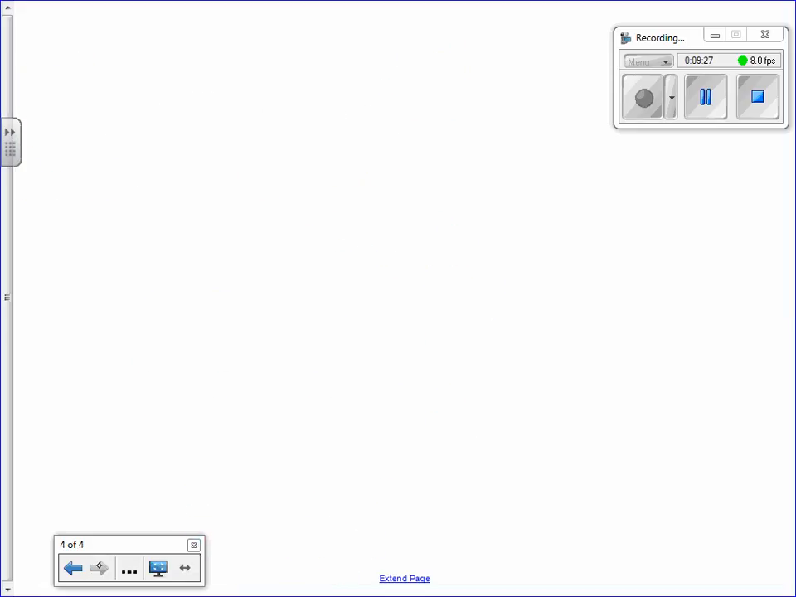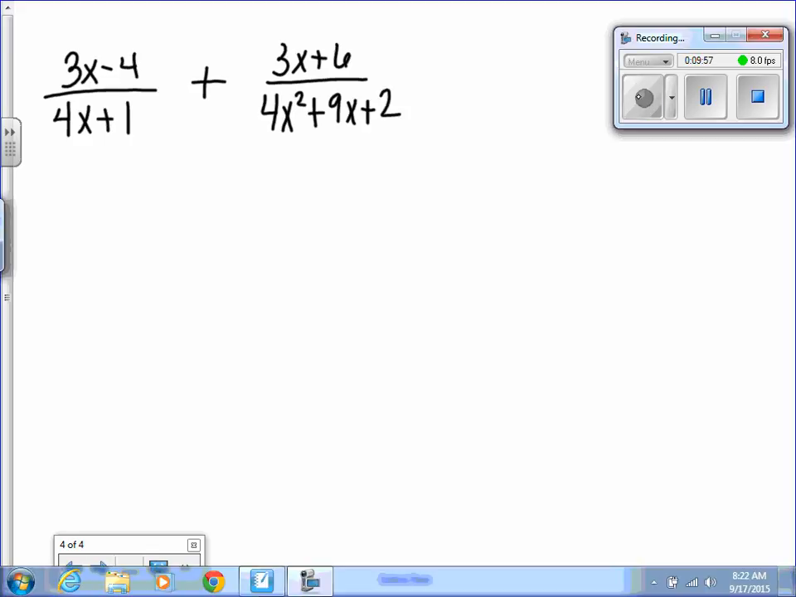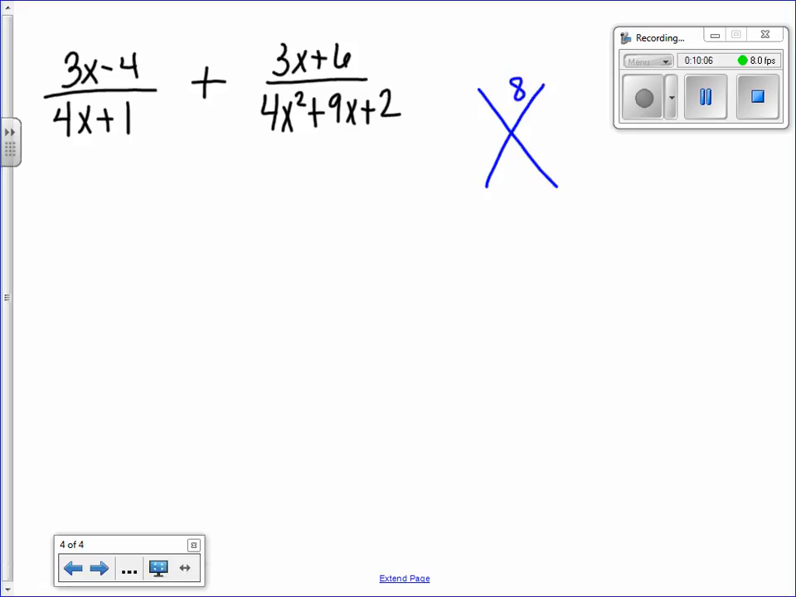Okay. Try this one. It's addition. Okay, what do you do first? Factor first. So I need two numbers that multiply to equal 8 and add to be 9. 8 and 1.